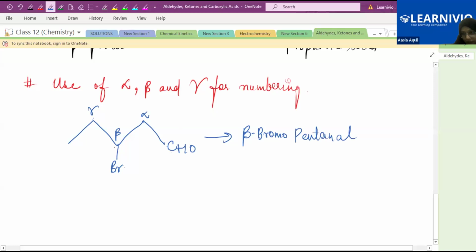And if you want to number like 1, 2, 3, 4, it will be 1, 2, 3. Okay, it's 3, not 2. Now if you are numbering 1, 2, 3, you will include this carbon, this one carbon, as the first position. So first, second, third. So it will be 3 bromopentanal. Okay, it will be 3 bromopentanal. But if you are numbering the carbons with alpha, beta, and gamma, then this will be your alpha carbon, not this one. Okay, so don't be confused in that. Is it clear?